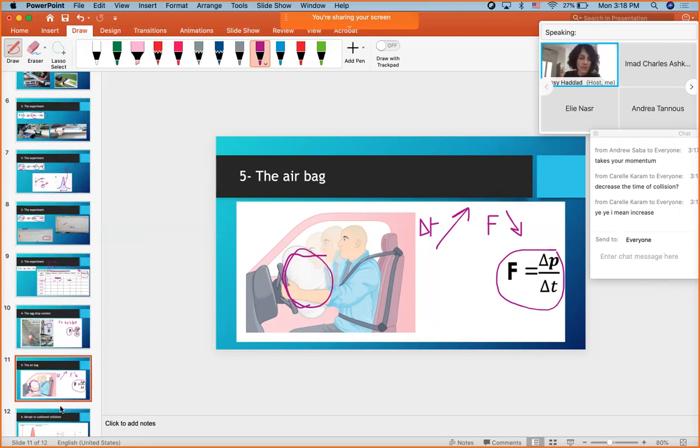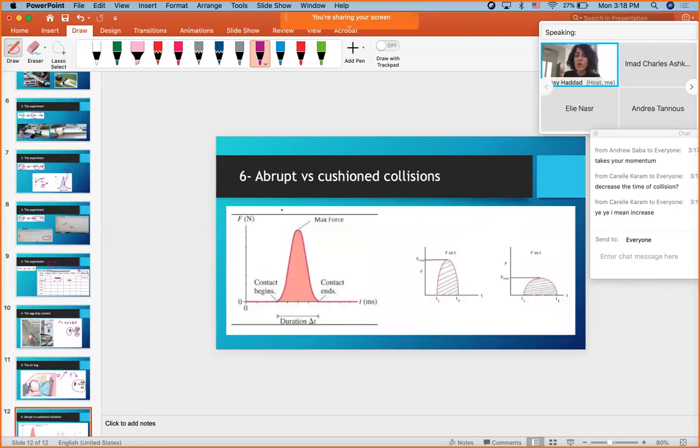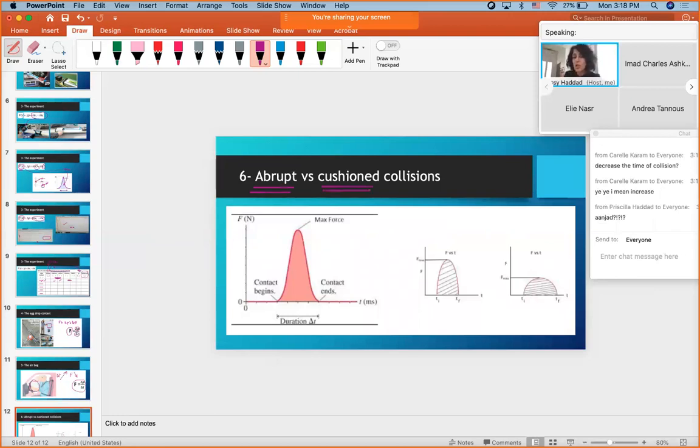Time of the impact is very important. Now, if I compare abrupt versus cushioned, abrupt is when the time is small and cushioned when the time is big. And going back to the equation, F equals delta P over delta T. I don't know which one I'm going to use, this equation or the other equation, delta P equals F delta T. Basically, I know it's the same equation. So we know that F delta T is the area under the curve.